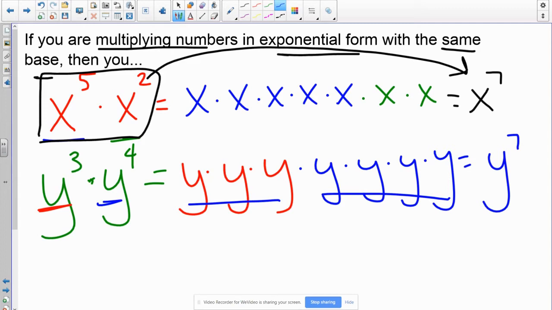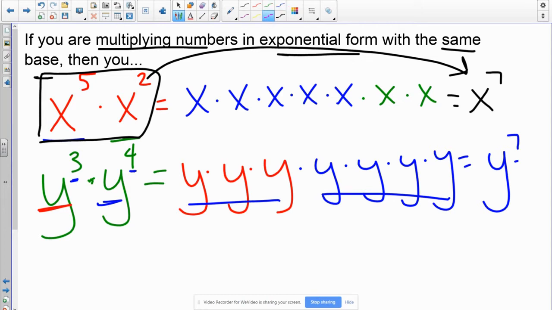So if we start looking at some simplifying ideas, notice when we write them in expanded form, we're just going to add up the number of y's in each of those expanded forms. There's 3 y's here, there are 4 y's here, and we end up with 7 y's. So it looks like we're just going to add the exponents. Let's look at another example.